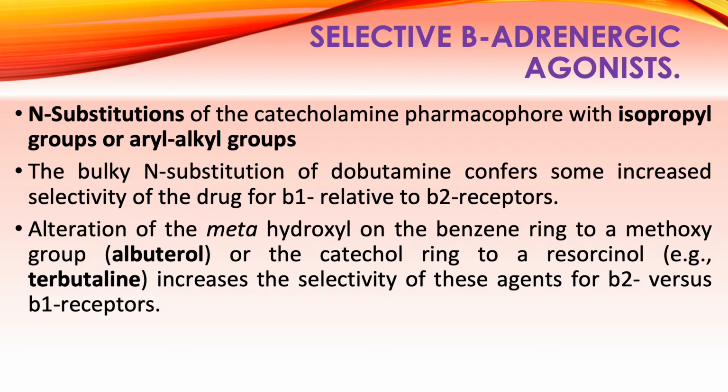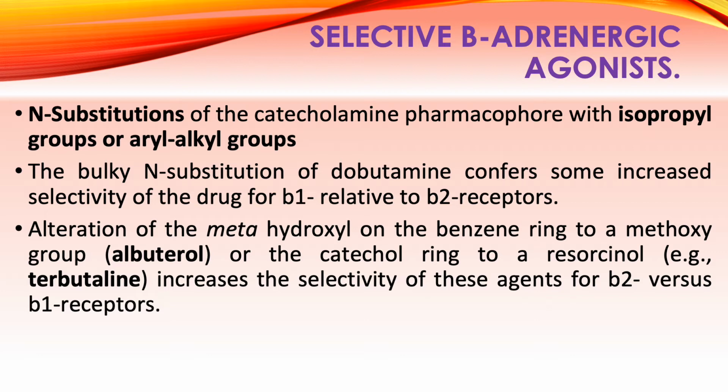Now let us continue with the specific adrenergic agonists that act on our beta receptor, which we call selective beta adrenergic agonists, or the beta agonists. Remember that in our catecholamine pharmacophore, if the N of our amine is substituted with isopropyl, or any aryl or alkyl group, a bulky group with a very strong steric property, it can give us a specificity and selectivity that favors our beta receptors.